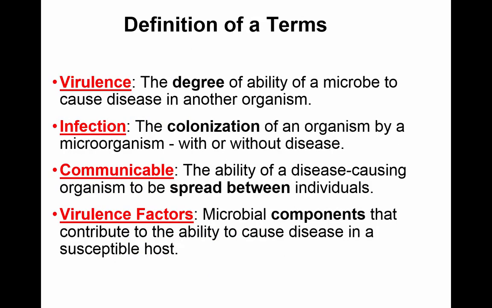These are some terms that we need to be familiar with. The first one is virulence, and this is the degree of ability of a microbe to cause disease in another organism. If it is very virulent, it is more dangerous. It can cause bigger problems. Communicable is how well it spreads from one individual to the next. And the virulence factors down at the bottom, these are the microbial components that contribute to the ability of the microbe to cause disease in a susceptible host.